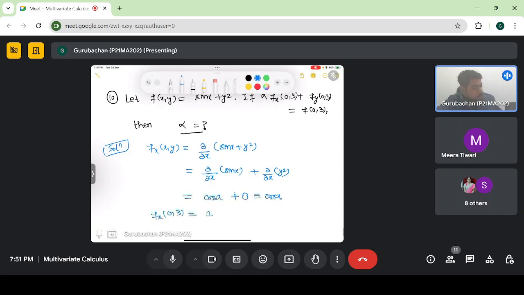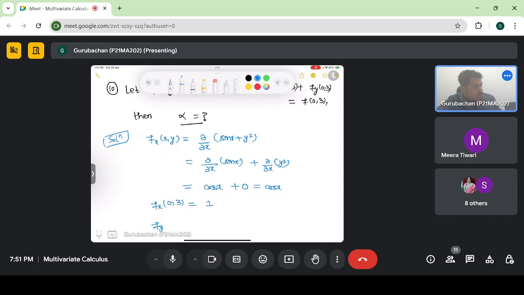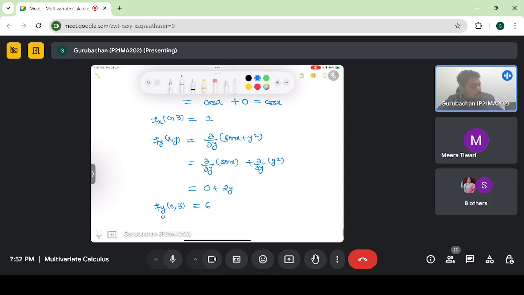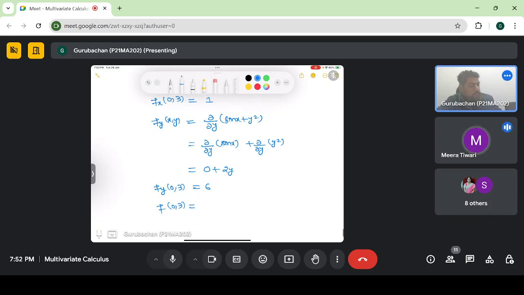Now let us move to the partial derivative with respect to y. It will be del over del y of sin x plus y square. Del over del y of sin x will be 0, as we are treating x as constant and differentiating with respect to y. Partially differentiating y square with respect to y, it will come out to be 2y. And fy at (0,3) will be 6. And what is the value of f(0,3)? 9.